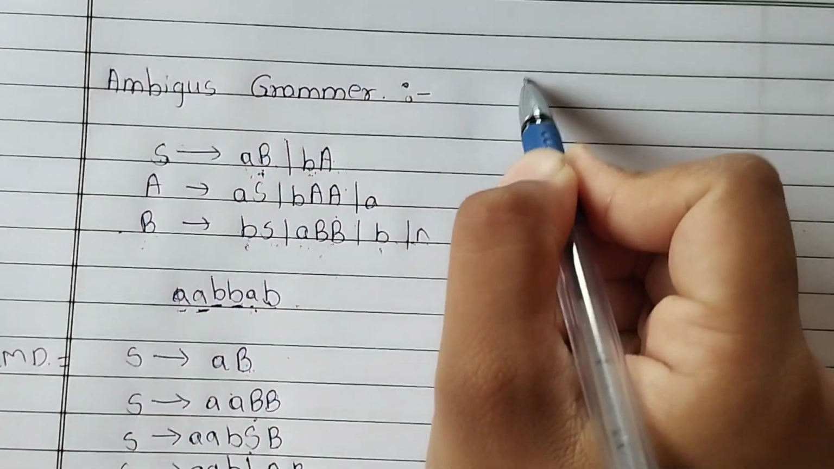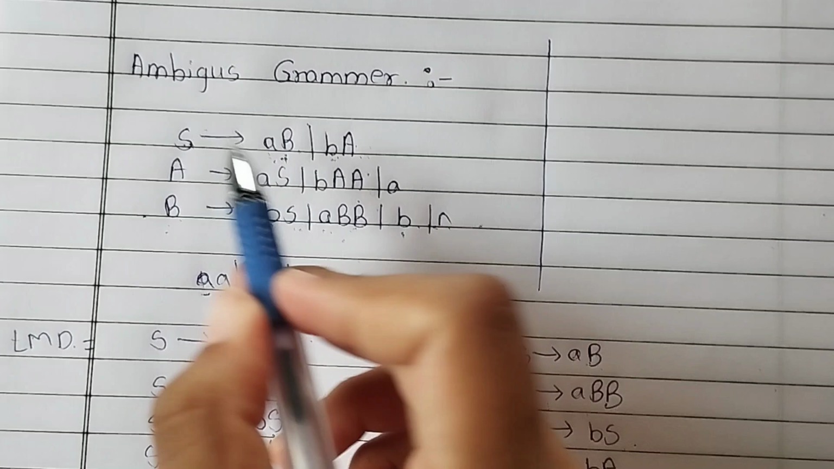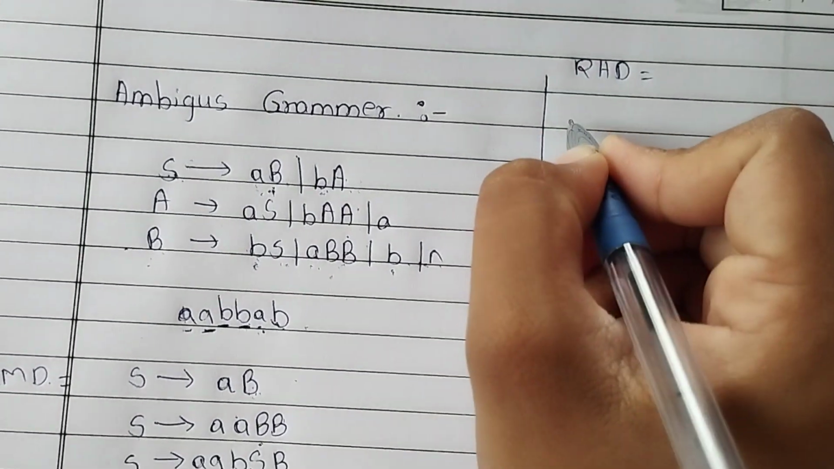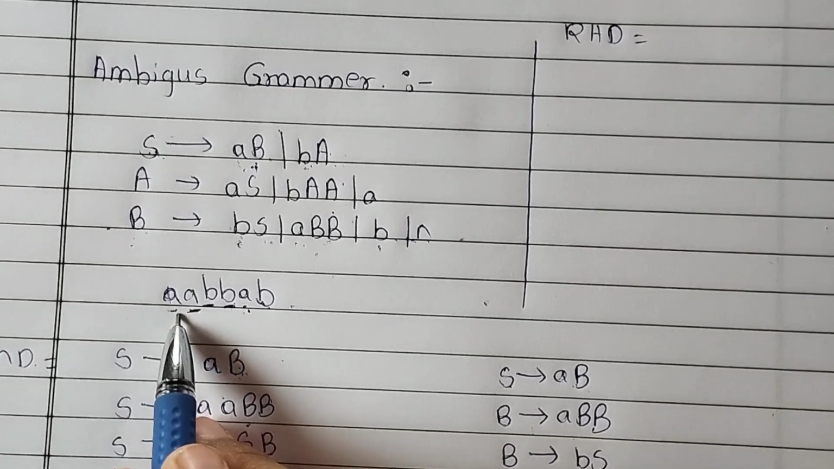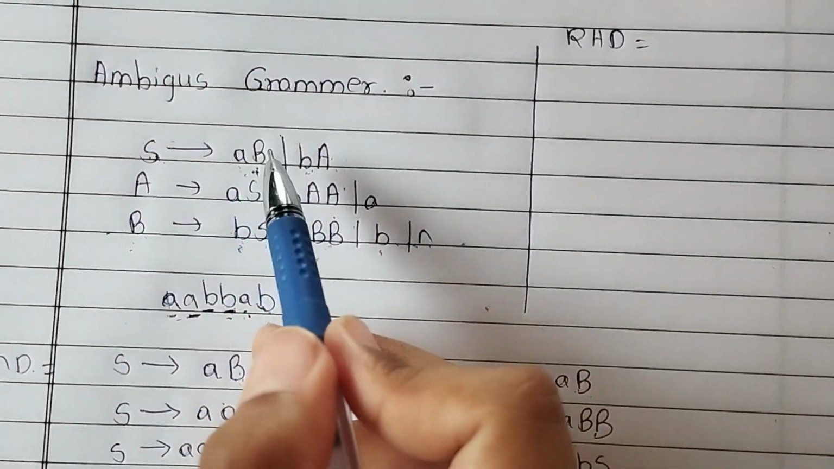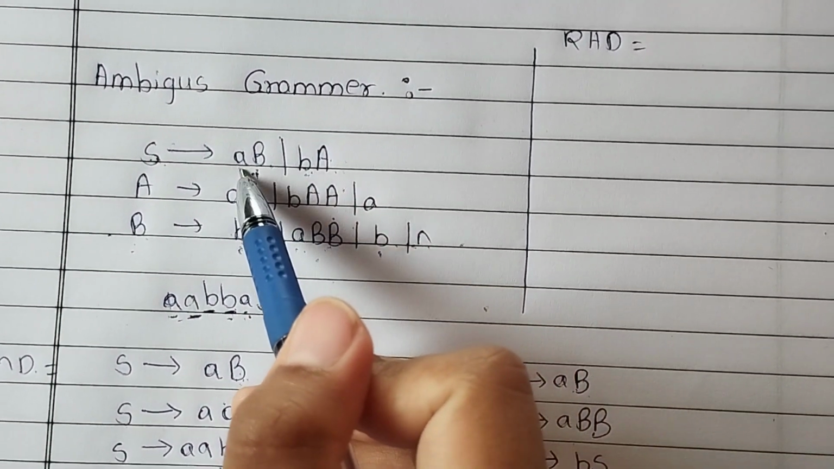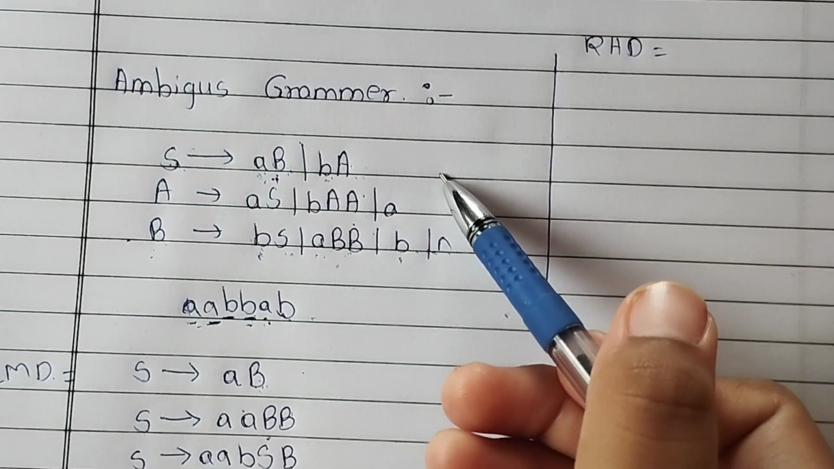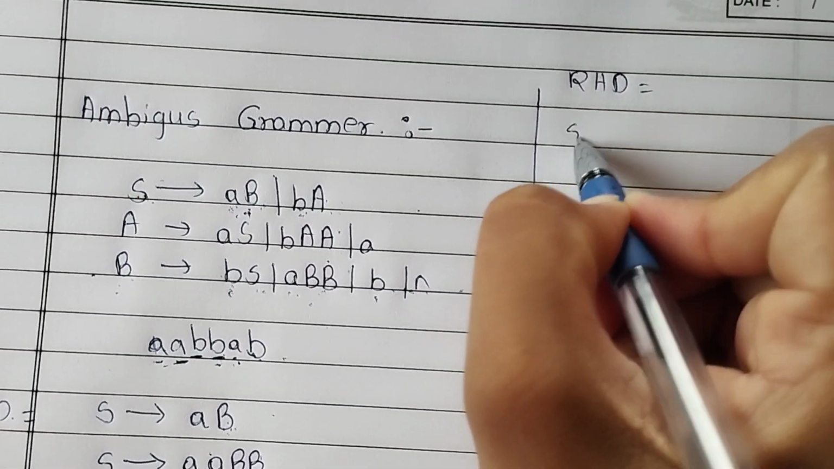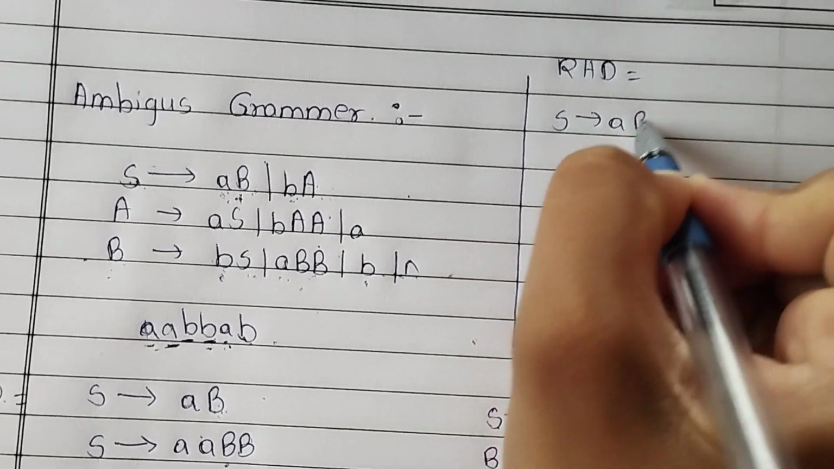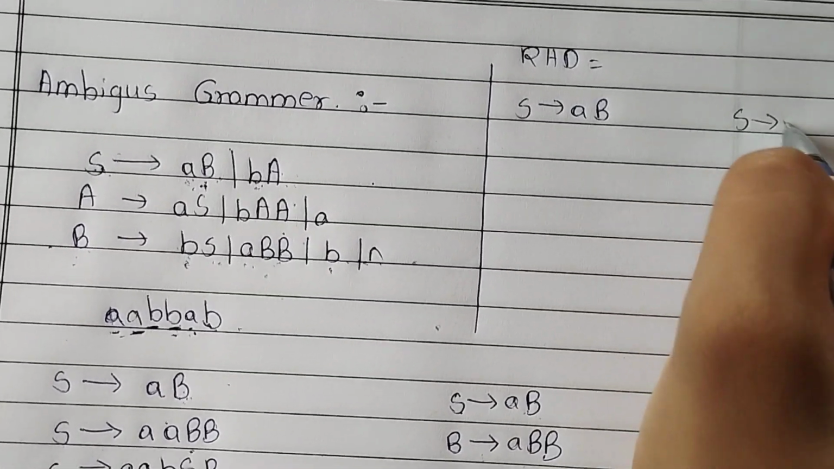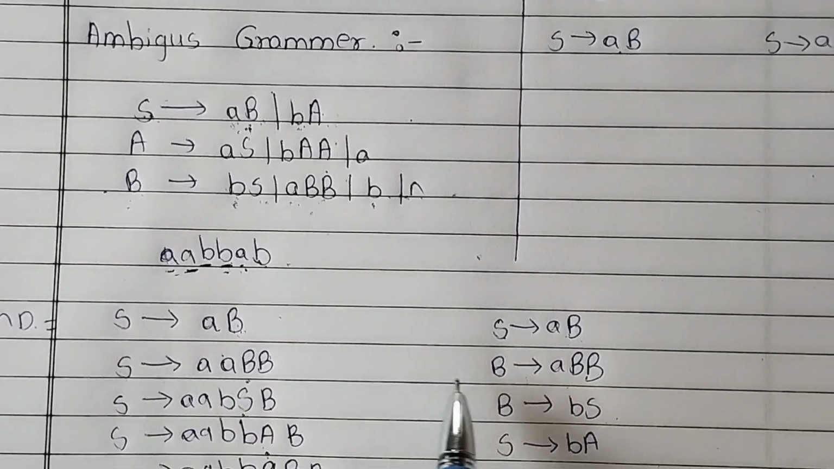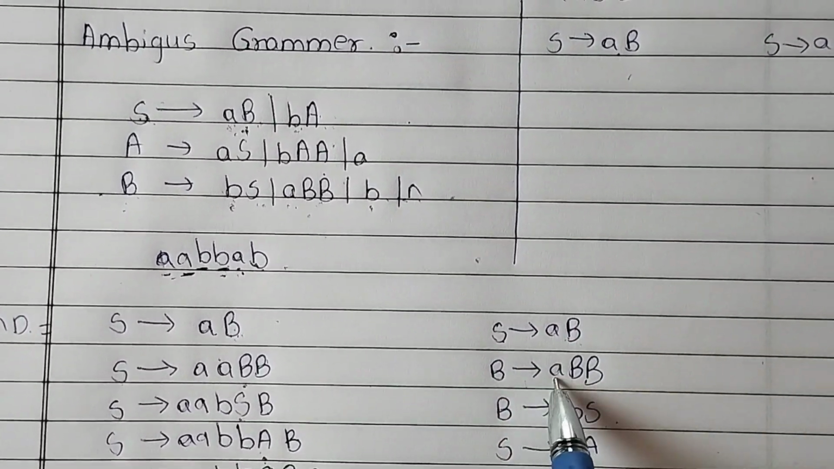I write here. Again I start from this S. This is my RMD, let's suppose. So I want to prove this string. First, as usual, I start with this A and B. I have no other option. So S reads AB. Now for this B we perform ABB.